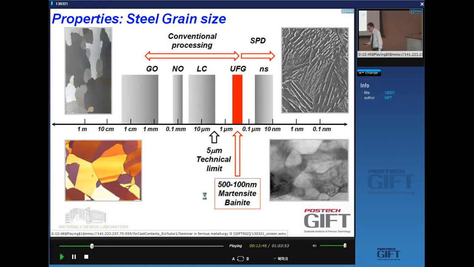However, we can make bainitic steels and martensitic steels, and there the unit size of the ferrite is easily at the sub-micron level. So we have ultra-fine microstructures already in use in our materials. So we'd be interested in, can we get lower? And it's possible by severe plastic deformation.